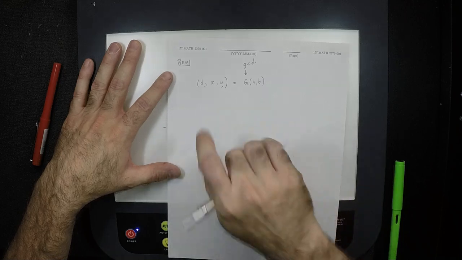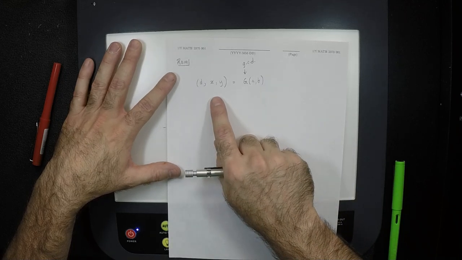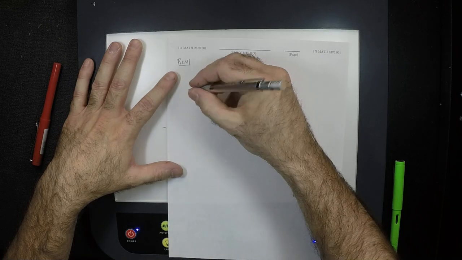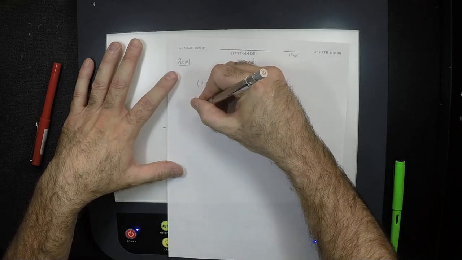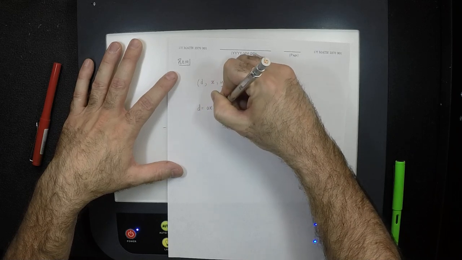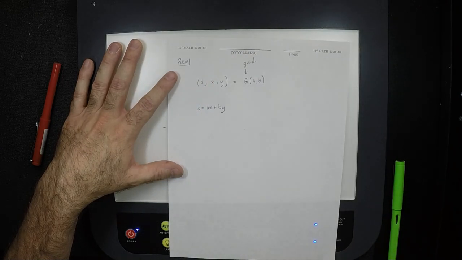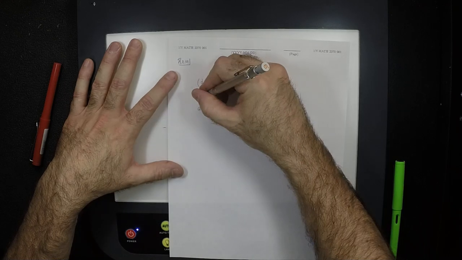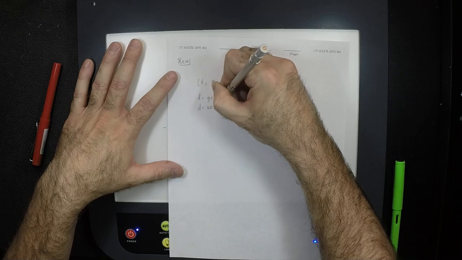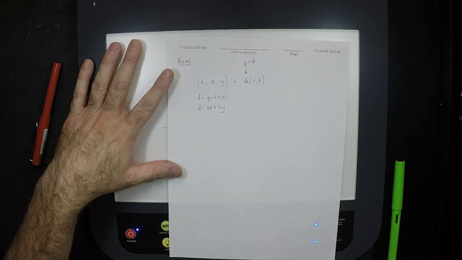being computed, what should be true? 2 things should be true. By the time we're finished, it should be the case that d is ax plus by, and what else should be the case? That d is the GCD. These 2 things should be true by the time we're finished. Okay.